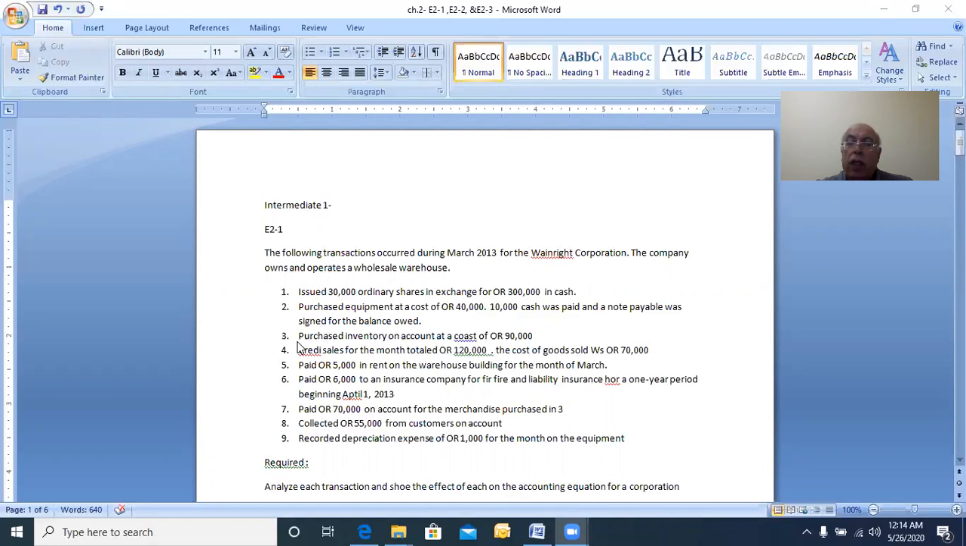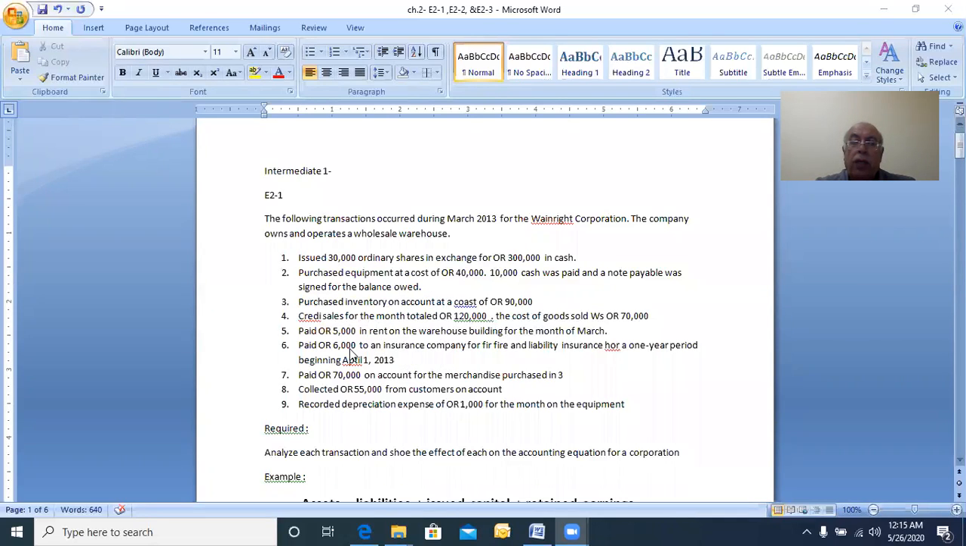One of the companies, for example, is Wainwright Corporation. These are the transactions taken, and we want to analyze them and see how we can record them in our journals and ledgers, and how to prepare our trial balance. Here we have 9 transactions taken by the corporation, and this is the first transaction.